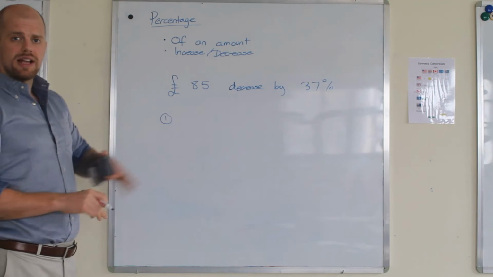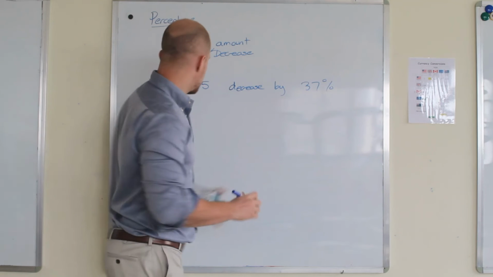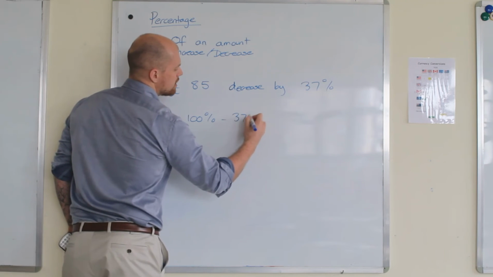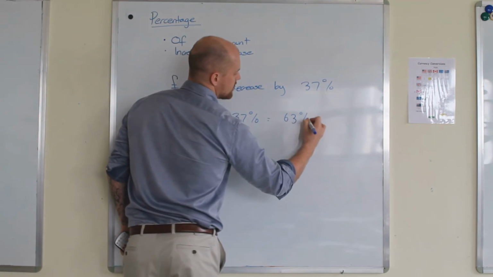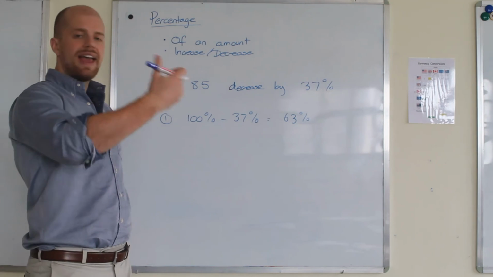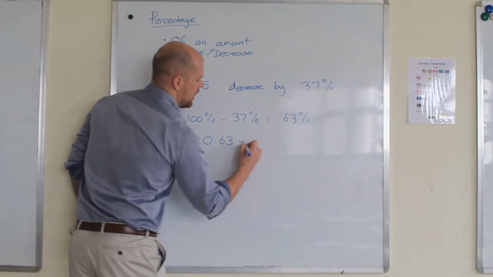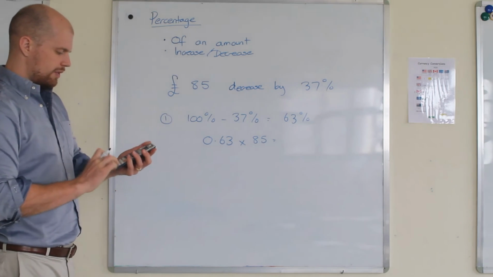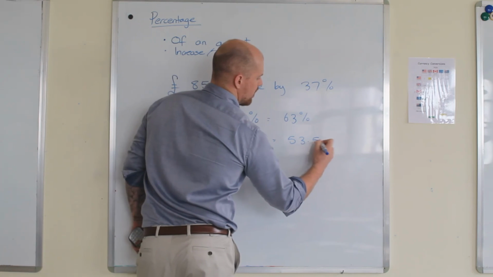Now, it was 100% and I'm decreasing by 37%. So I do 100% and I decrease by 37%. That leaves 63%. So if I find 63% of 85, which is 0.63 times 85, that will give me my answer, the reduced answer, which is 53.55.